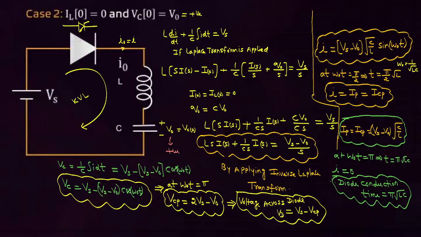Then case 2. Here I am giving case 2 with the assumption that there is no initial current in the inductor, but let us assume that the initial voltage across the capacitor is positive and that is V0.